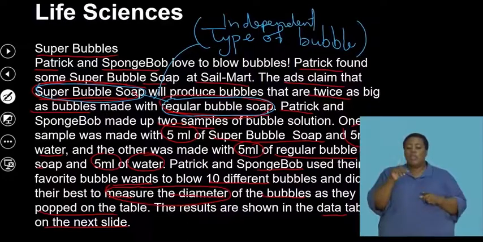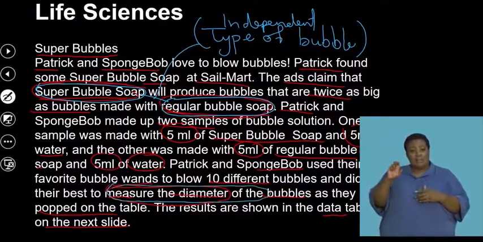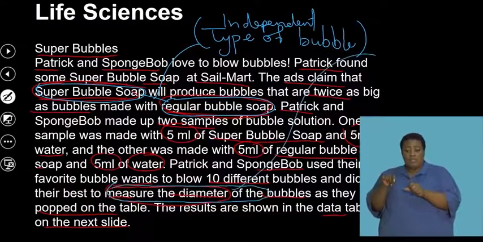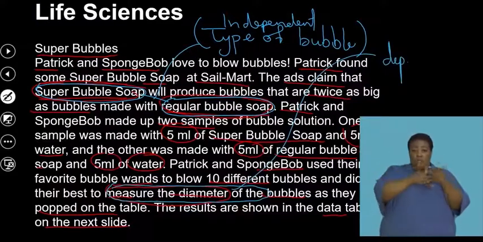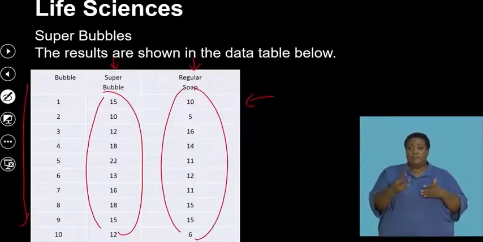We also know that they've got to measure these, and here you see that they've measured the diameter of the bubbles, and so that we refer to as our dependent variable. So that's our dependent variable. If we go back to the table, we also see that in the table.